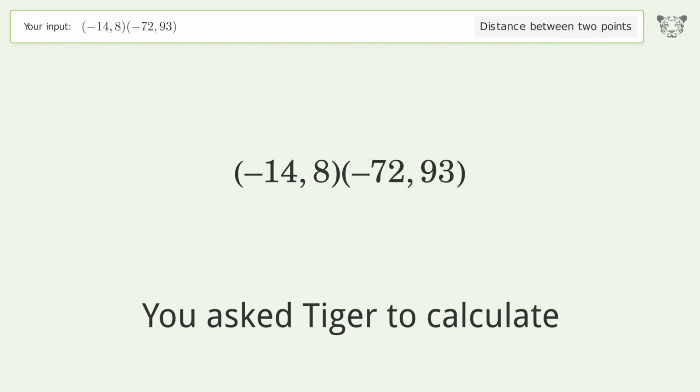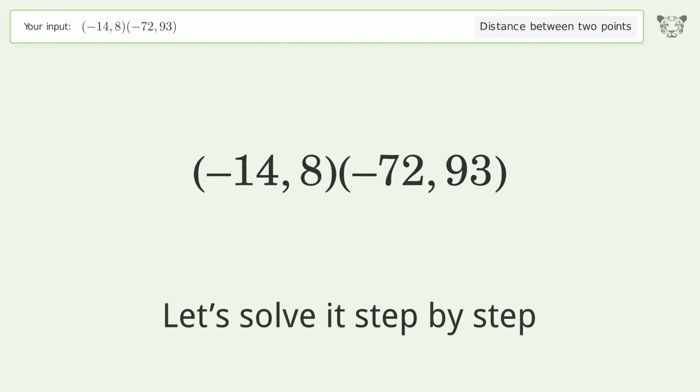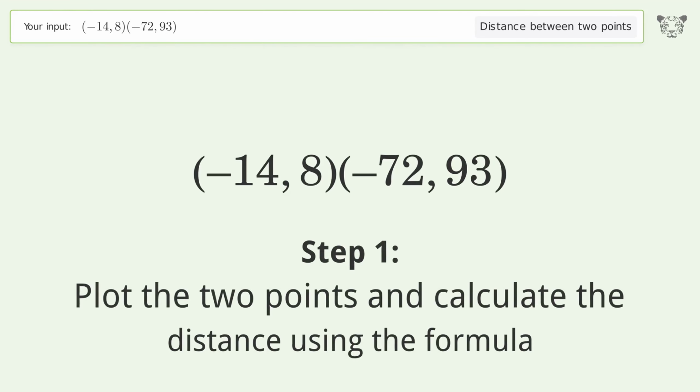You ask Tiger to calculate. This deals with the distance between 2 points. The distance between the 2 points is the square root of 10,589, or 102.903. Let's solve it step by step. Plot the 2 points and calculate the distance using the formula.